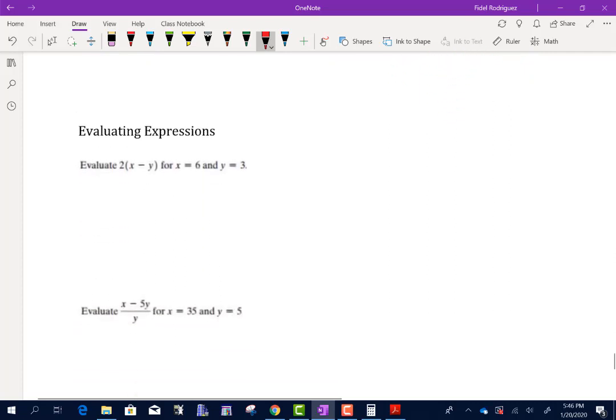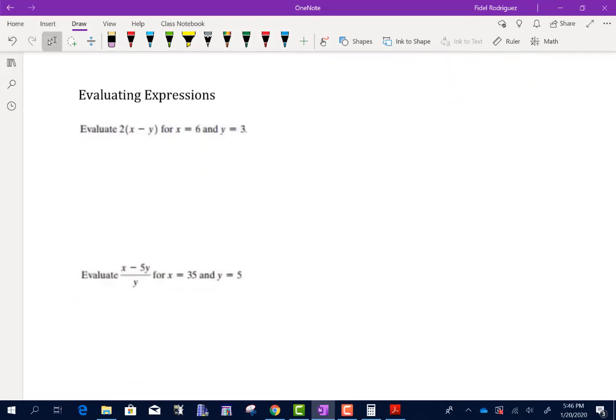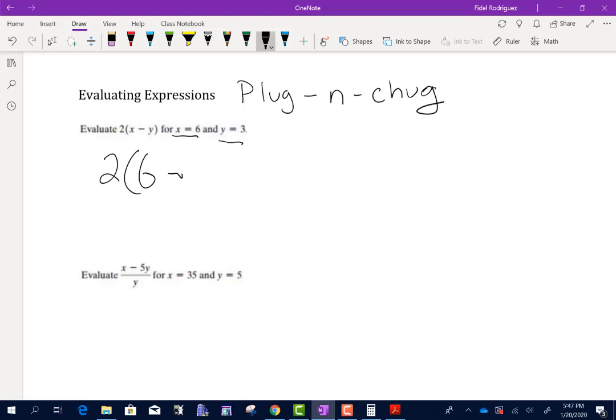Okay. So the last part here in 3.4 talks about how to evaluate expressions, okay? So when we're evaluating expressions, what I usually call these problems here, I call them plug and chug. Chug, not chewy. Plug and chug, because that's exactly what we're going to do. Everywhere we have an x, we're going to plug in this case, the number 6, and everywhere we have a y, in this case, we're going to plug in the number 3. Okay, so let's do our plug part. 2, and then parentheses, where the x was, 6. Minus, where the y was, 3.